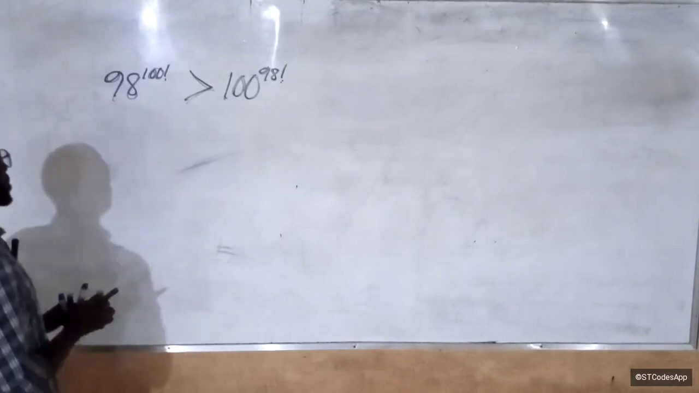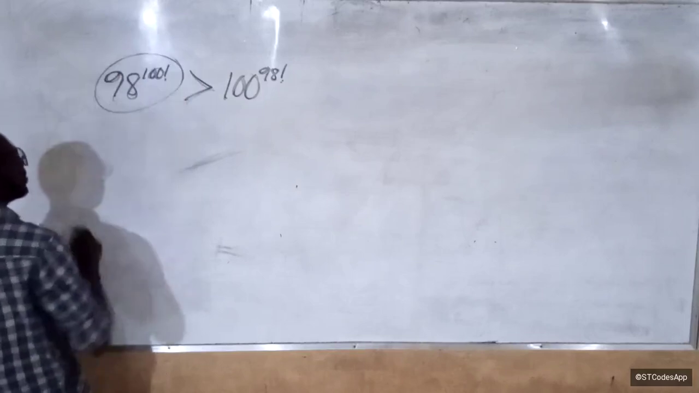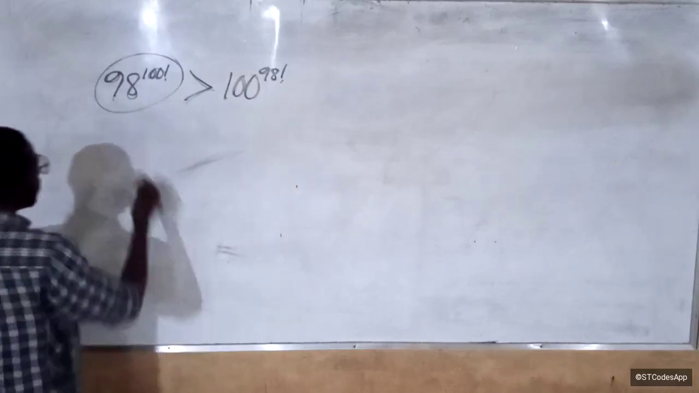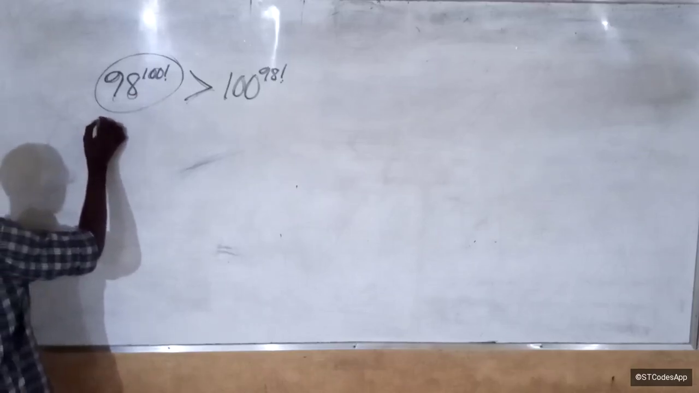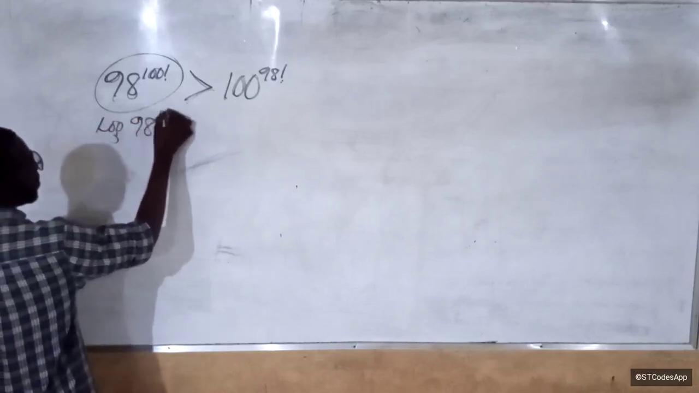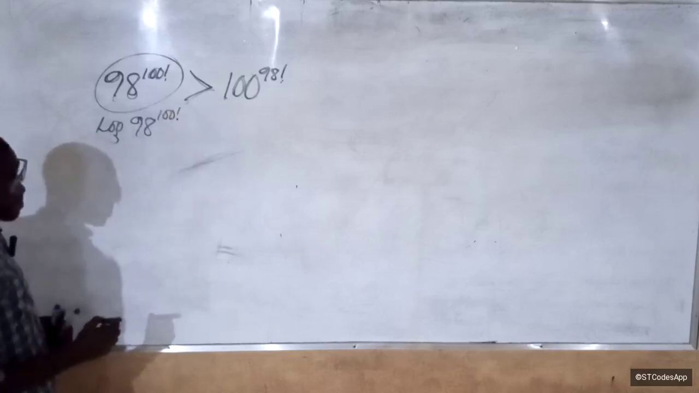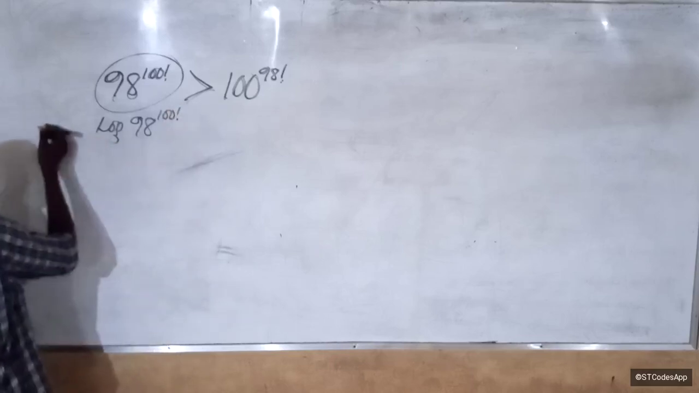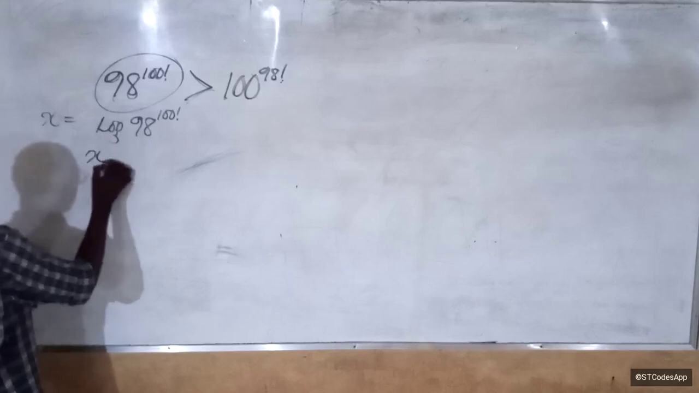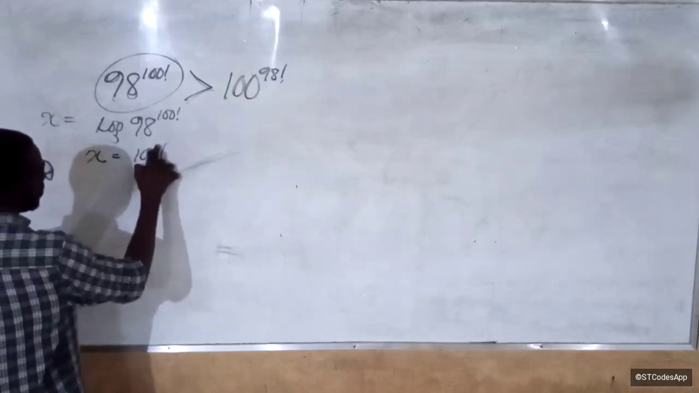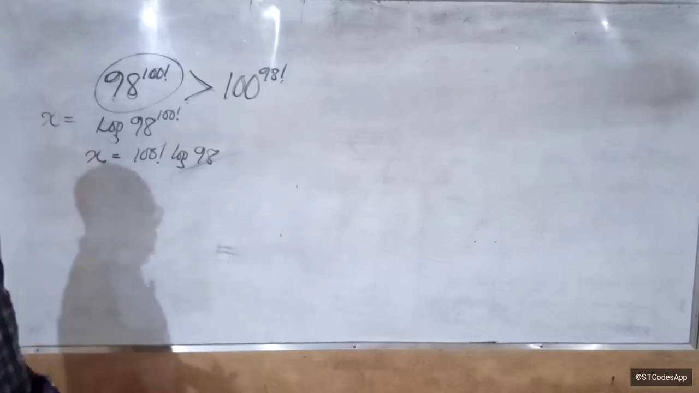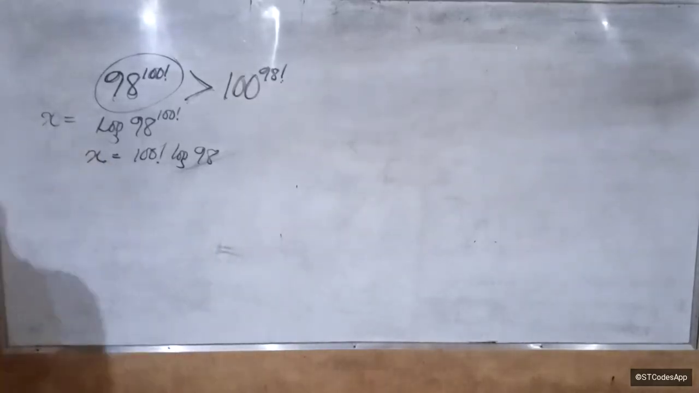Okay, let's do this. Let's represent this expression by putting it in logarithmic form. So what would this become? This will be log of 98 raised to power 100 factorial. Let's call that x. So x will be equal to 100 factorial times log 98. No, let's use natural log.